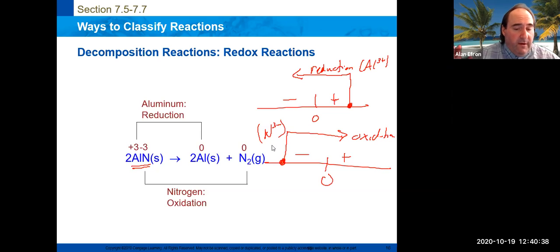So again, overall, as you can see, big category, redox reactions. More specific classification for this particular type of reaction is a decomposition where one thing breaks apart into multiple things. Another sort of classification for reactions that are redox reactions are what are referred to as single replacement reaction or single displacement reactions. And let's take a look at some of those as well.